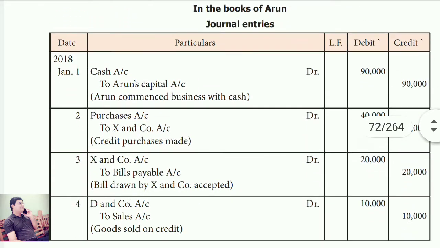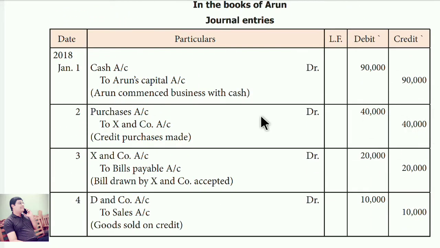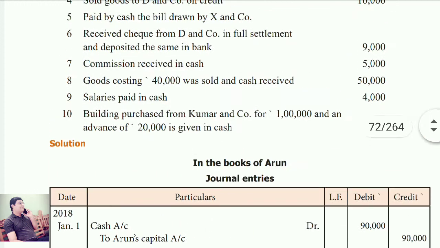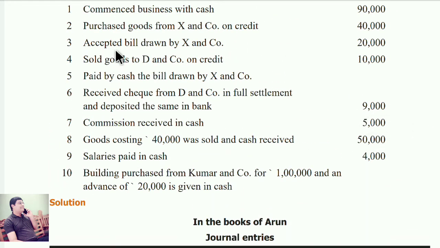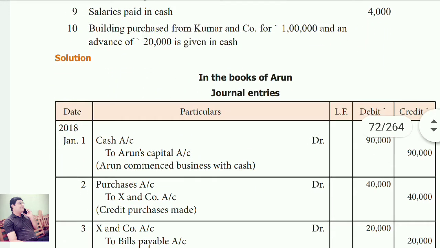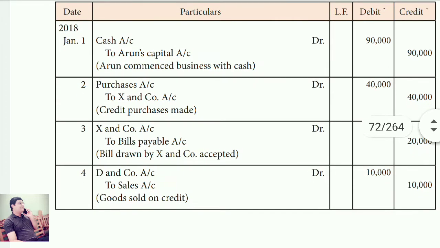Now see the answer. Purchase account Dr, debit, to X and company account. Credit purchases made because you have not yet made the payment. Next one. Accepted bill drawn by X and company, rupees 20,000. You accepted the bill drawn by X and company. So X and company account debit to bills payable account.